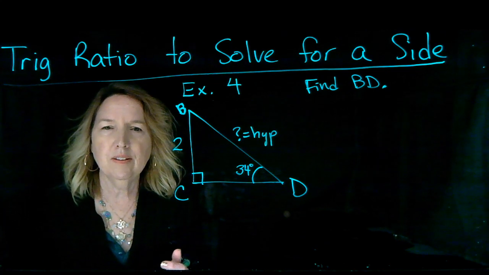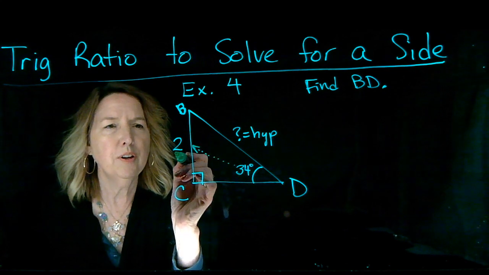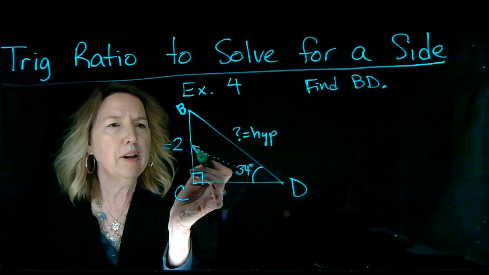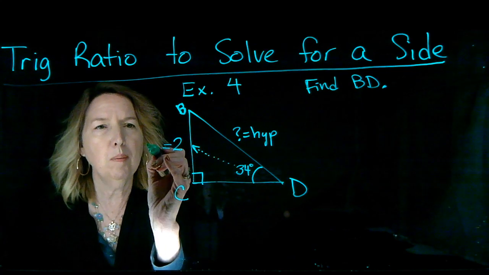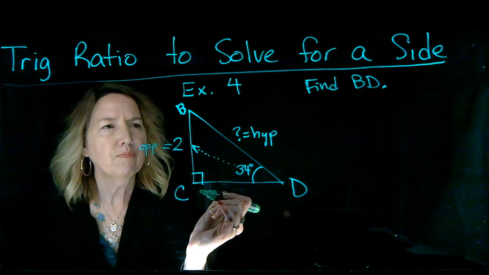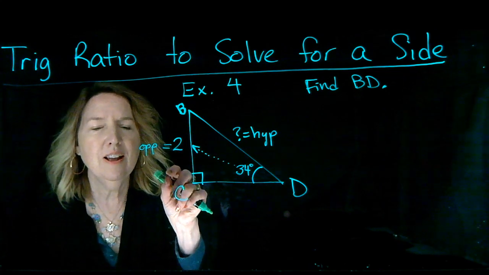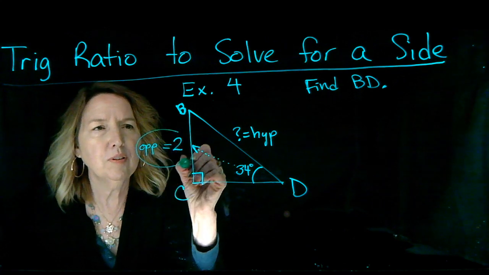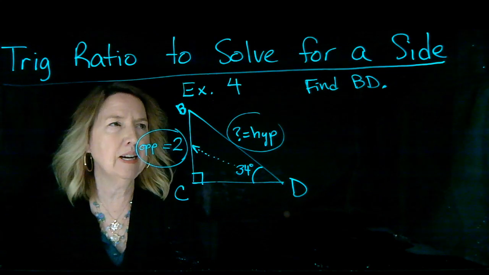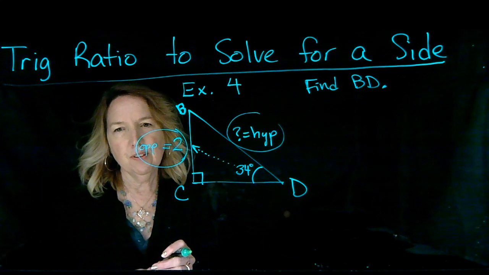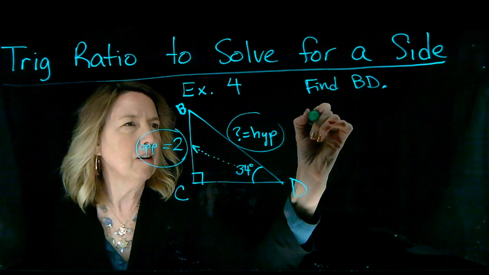What did they give us? From this angle, they gave us this side over here. Since it's all the way across the angle, we're going to label that as the opposite. We check our notes for the trig function that uses opposite with hypotenuse, and we come up with sine. The definition of sine is using opposite and hypotenuse. So let's go ahead and write that down.